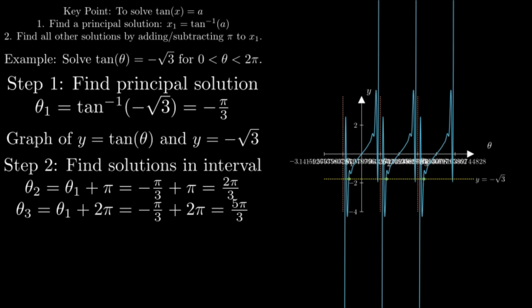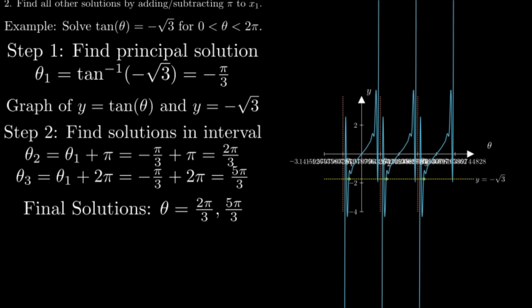If we were to add another pi, we would get 8 pi over 3, which is outside the interval of 0 to 2 pi. So we have found all the solutions. The solutions to tan theta equals negative root 3 in the interval from 0 to 2 pi are 2 pi over 3 and 5 pi over 3.